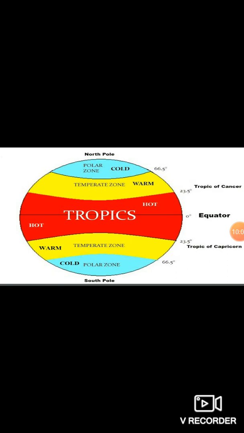Clear? Okay, now we can study the third heat zone, that is the frigid zone. Areas lying between the Arctic Circle and the North Pole in the northern hemisphere and the Antarctic Circle and South Pole in the southern hemisphere are very cold. In these areas, the sun doesn't rise much above the horizon. That's why it is very cold. And here the sun rays are always slanting. That's why they are not getting enough of the sun's heat, and it is very cold.